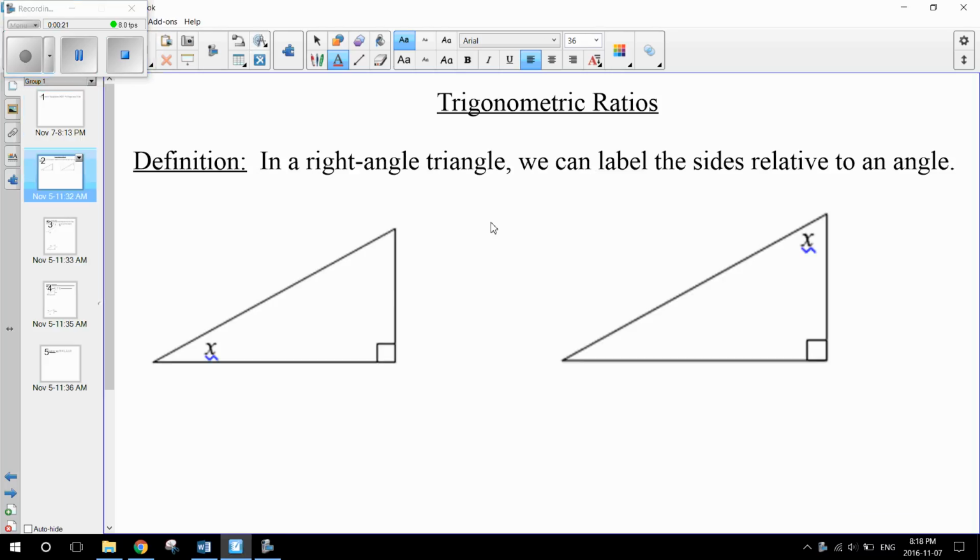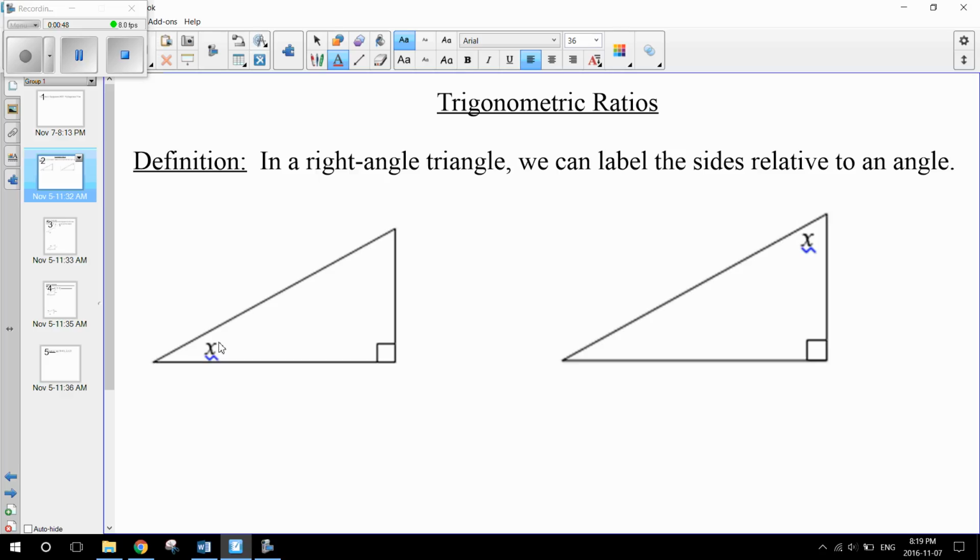So everyone should have their handout of today's lesson on trig ratios. The first thing that we're going to look at is the definition of the different labels that we can put on the sides of a triangle relative to a particular angle. The labels on the sides of these triangles change based on which angle we're referring to. Right now in this first one, we're going to look at this angle here, which is labeled as x.